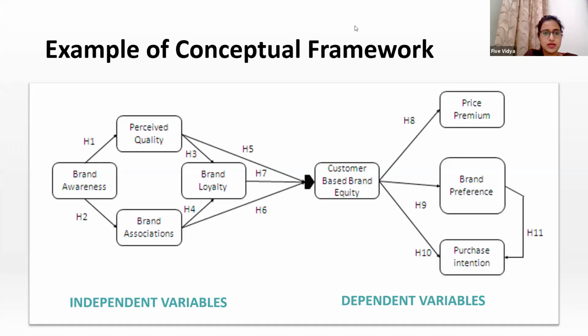There's a question from Neha Arora: is hypothesis the problem statement? No, hypothesis is not the problem statement. Hypotheses are basically the assumptions which we have for our research. The problem statement is different and hypotheses are different. They are not the same.